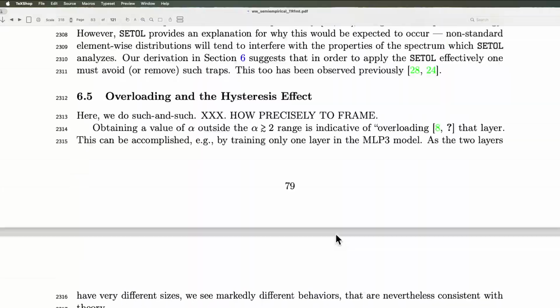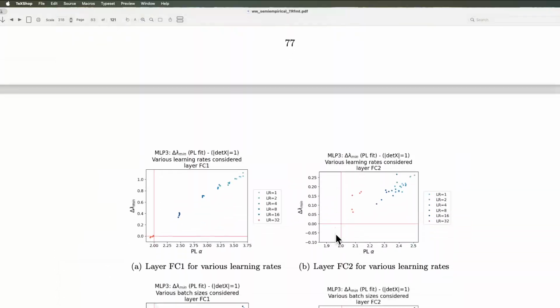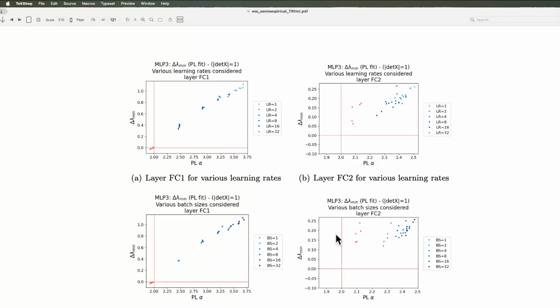Somewhere in this appendix, here it is, and we see it on our own model. This is reproducible. If you take a multi-layer perceptron and you train it on MNIST and you adjust the learning rate, you can get the alpha to drop to 2, and the delta in this condition will hold.